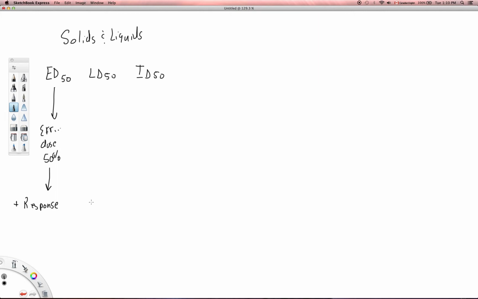Perhaps we're talking about a nerve agent, and we're talking about the presence of bradycardia, heart rate less than 60, or perhaps we're talking about a nerve agent and miosis, or constriction of the pupils. But what is the clinical response that we're actually looking at? And on all of these concepts, we also have to identify the route of exposure.